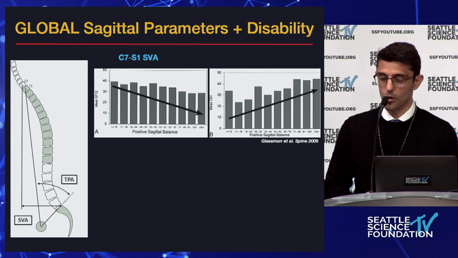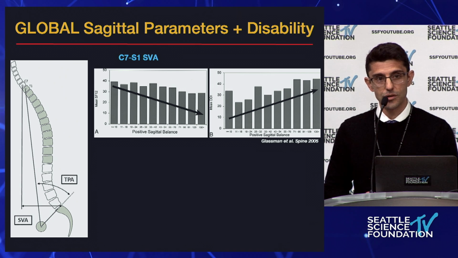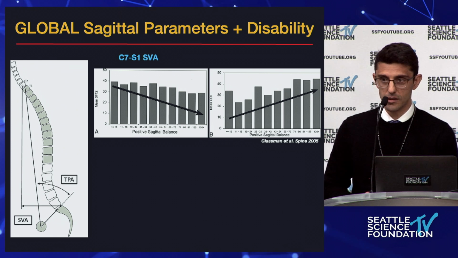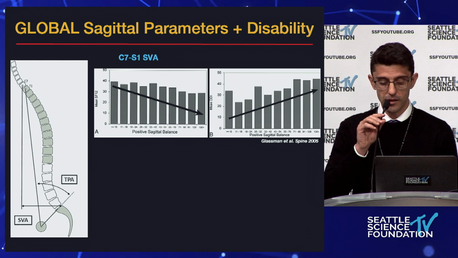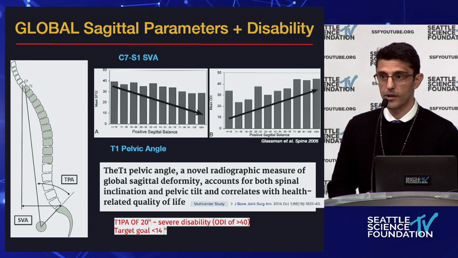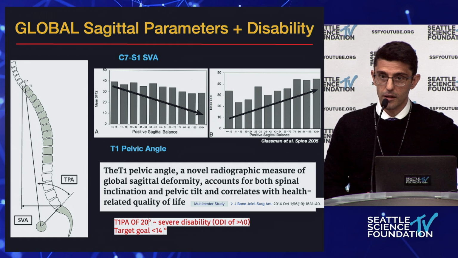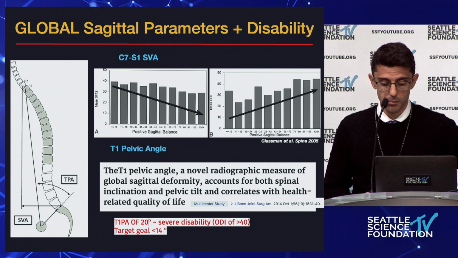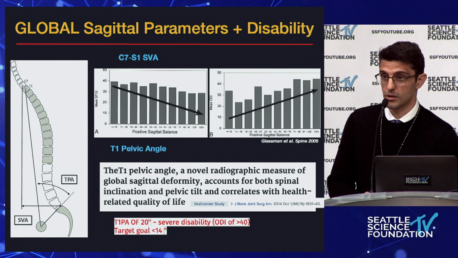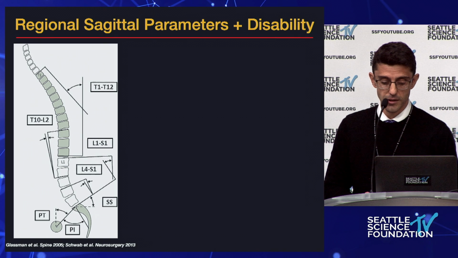Original article, Glassman et al., one of the landmarks, first demonstrated that increasing sagittal global malalignment, C7-S1 SVA, drives disability from an ODI perspective, as well as general functional outcome scores, SF-12. The T1 pelvic angle, ISSG, Themistocles Protopsaltis, demonstrated that about 20 degrees of T1 pelvic angle, a sign of global malalignment, was also associated with severe disability. And then they proposed a target goal of less than 14 degrees.